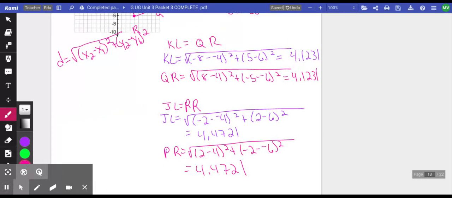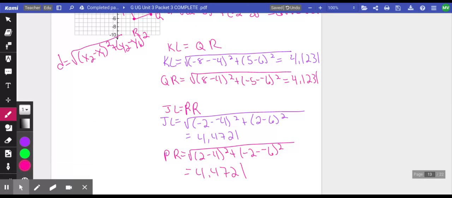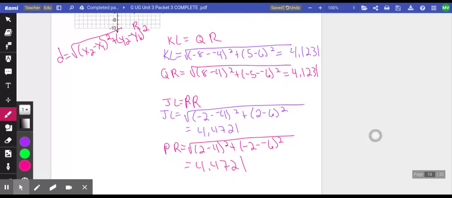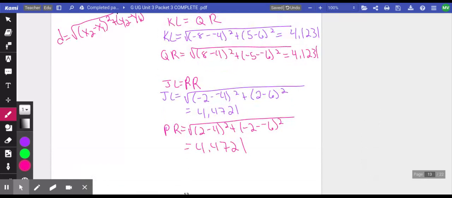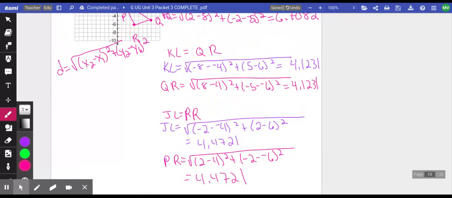As you can see, I found KL and QR both equal 4.1231, therefore they're the same. And JL equals 4.4721, and so does PR, so those are the same. So those triangles are congruent. So it's a rotation, and I verified they're congruent.